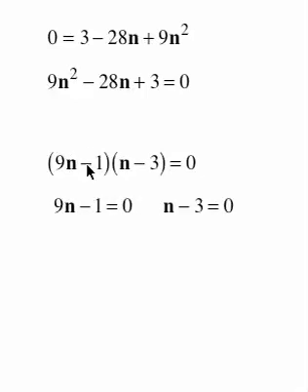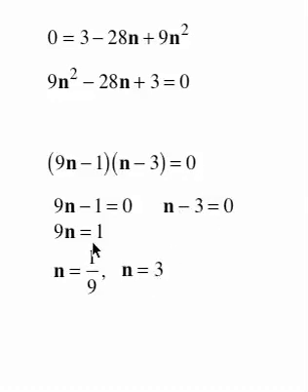If this bracket is equal to 0, then 9n minus 1 is equal to 0. And if that's true, then I'm going to add 1 to both sides and get 9n equals 1. And then to get the n alone, divide both sides by 9 and get n is equal to 1/9. If this bracket is equal to 0, then we get n minus 3 is equal to 0. Add 3 to both sides, we get n is equal to 3. So this is the answer.